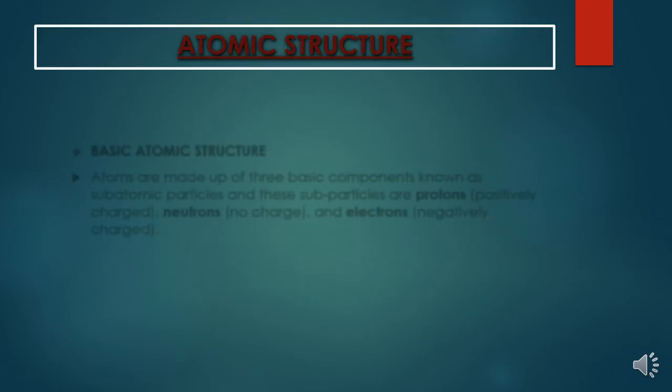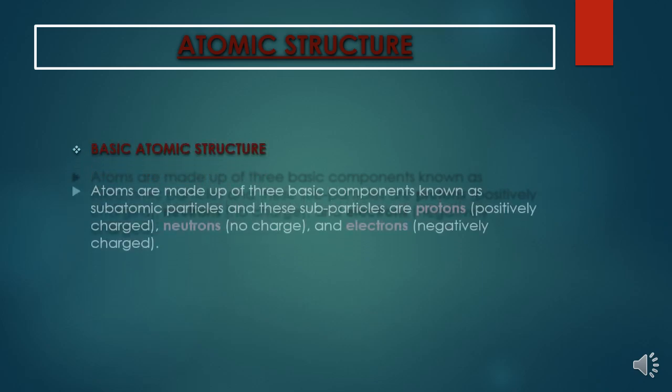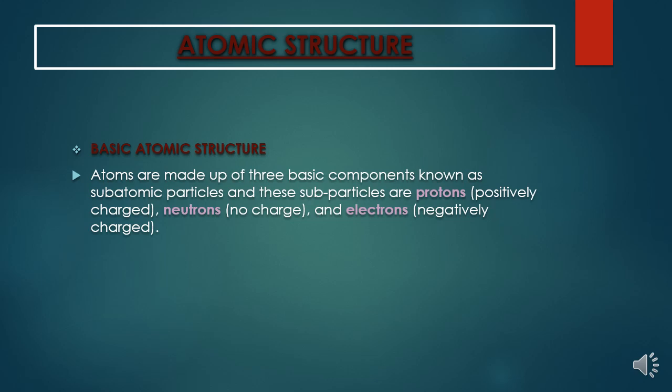About the atomic structure, we need to understand what the basic structure of an atom looks like. A basic structure of an atom actually has two parts: the nucleus, and the second one is the energy level. Along the nucleus, we have protons and neutrons. The nucleus is the central part of an atom containing these two subparticles. The protons are positively charged and the neutrons do not have any charge.